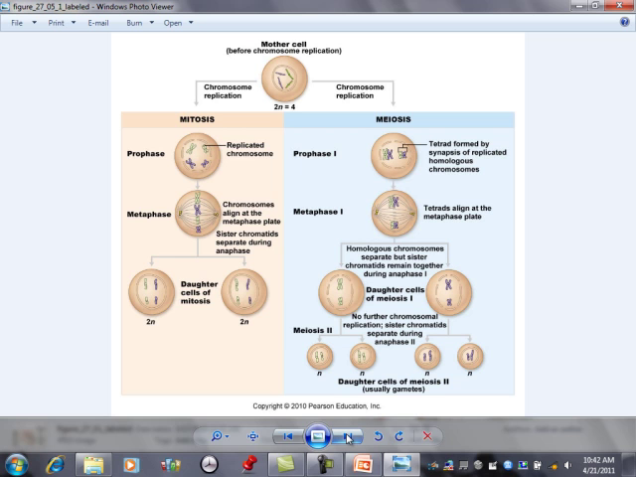Okay. So you have 2N. Yes? Don't worry about the 4. I don't know why they put that in there. That's just confusing. Why do they do that? But remember, it's 46 total. 2N is 23 pairs. I guess they're showing you with a simpler organism because it's easier for you to count to 4. But we have 46 chromosomes. So we have to go through 2 division processes in the process of meiosis.